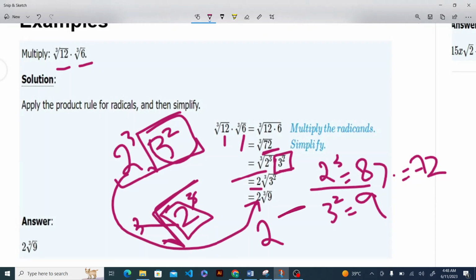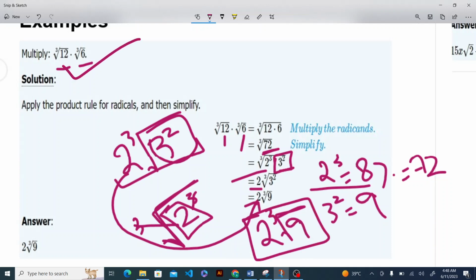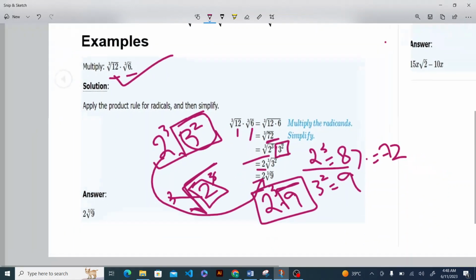2 cube root 9. This is the simplest answer for this multiplication of two radicals. Okay, so this was a simple example.